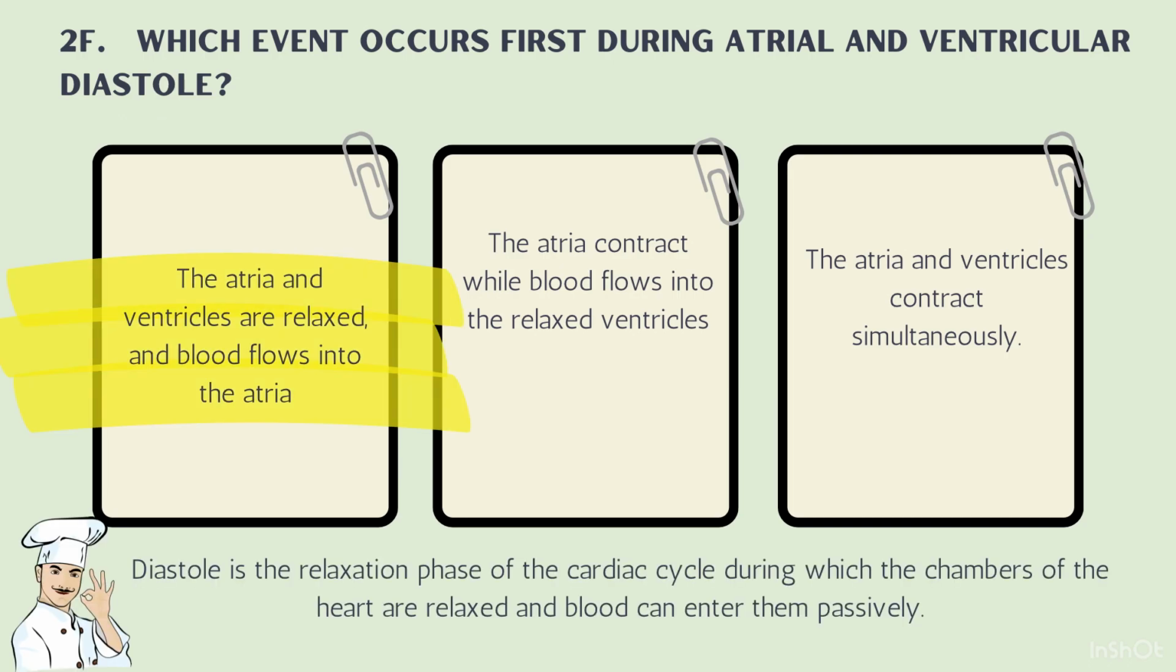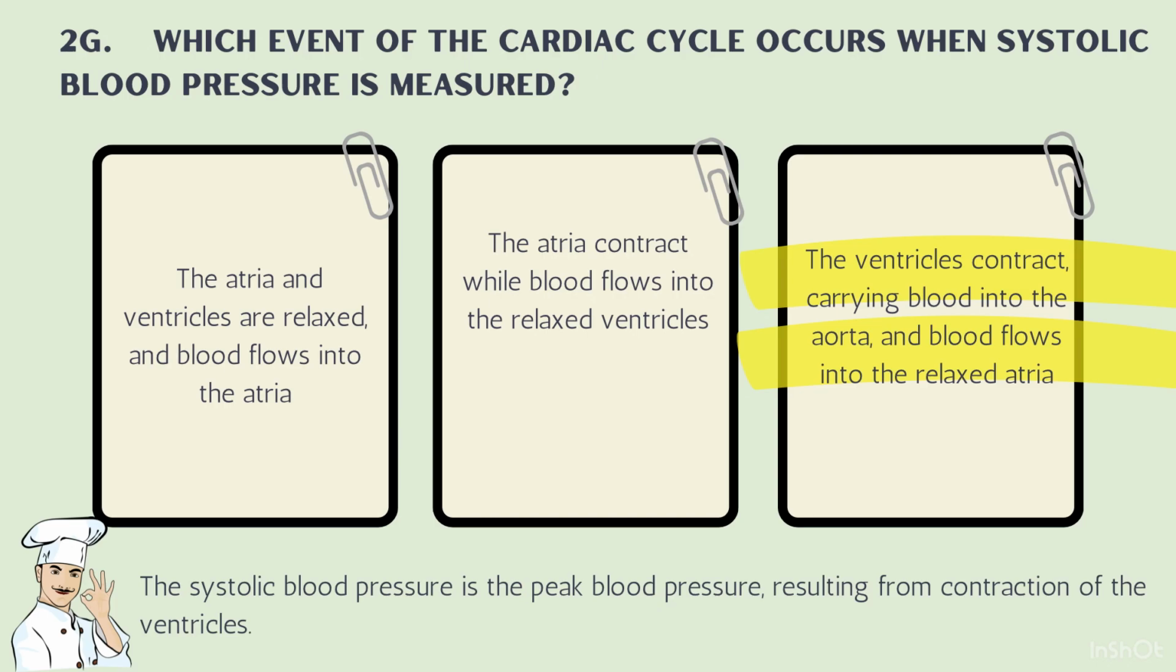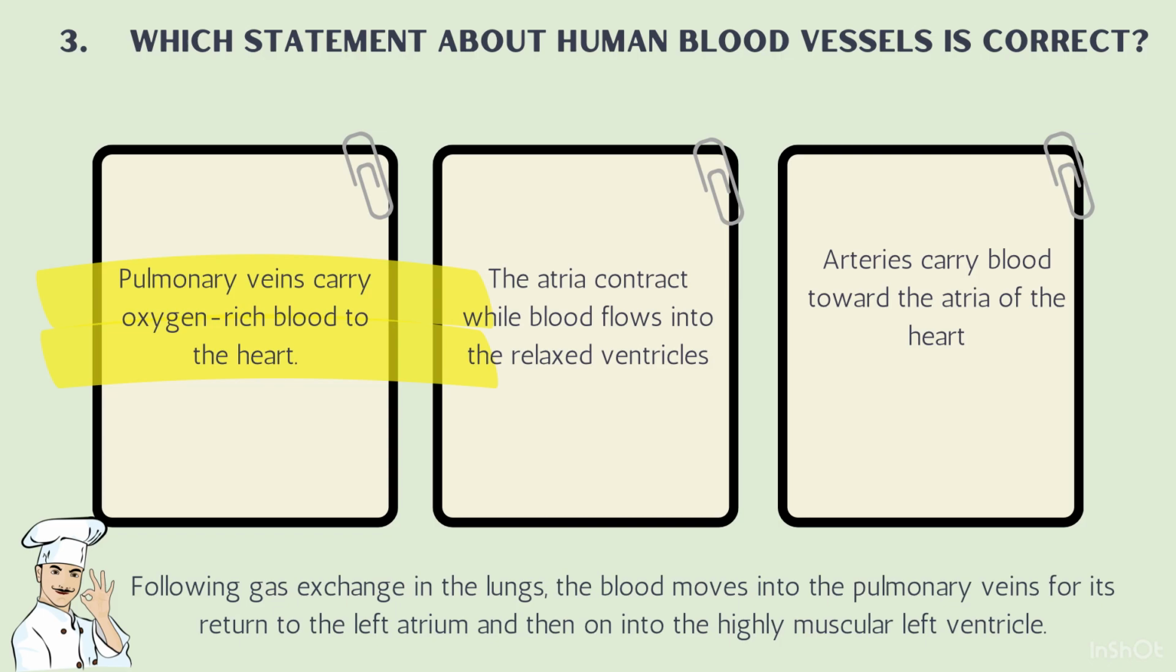2G, which event of the cardiac cycle occurs when systolic blood pressure is measured? So this is the ventricles contract, carrying blood into the aorta, and blood flows into the relaxed atria. Let's finally go to 3. Which statement about human blood vessels is correct? This is going to be, pulmonary veins carry oxygen-rich blood to the heart. All these other options are wrong.